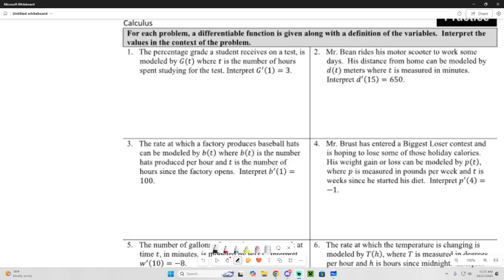This is gonna be unit 4.1. This is just gonna be a practice review. No test prep, just problems that you will see on the test.